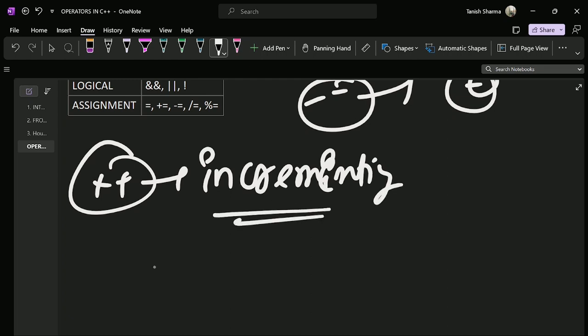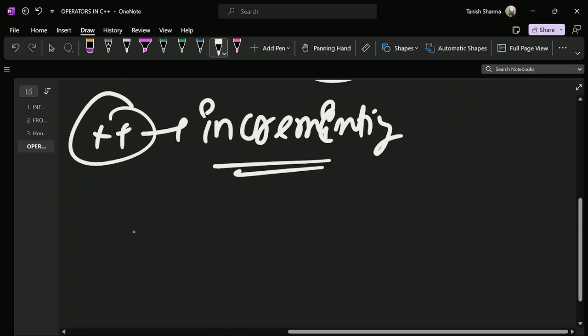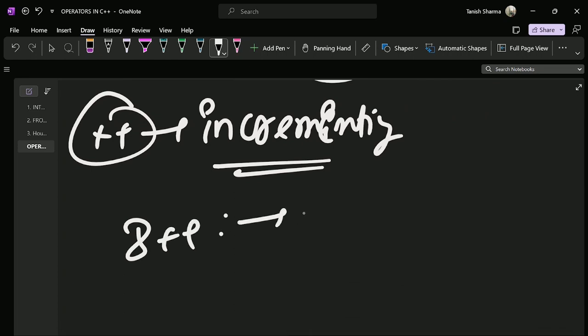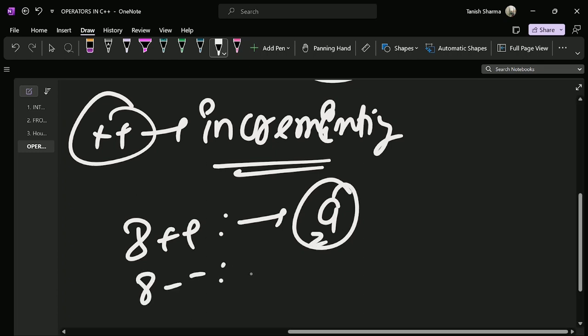So what does this mean? If I have some number, let's say I have 8, then I do plus plus. So what is the increment of this? The increment of this would obviously be 9. And similarly, what if I do 8 minus minus? This means that my decrement would be 7.